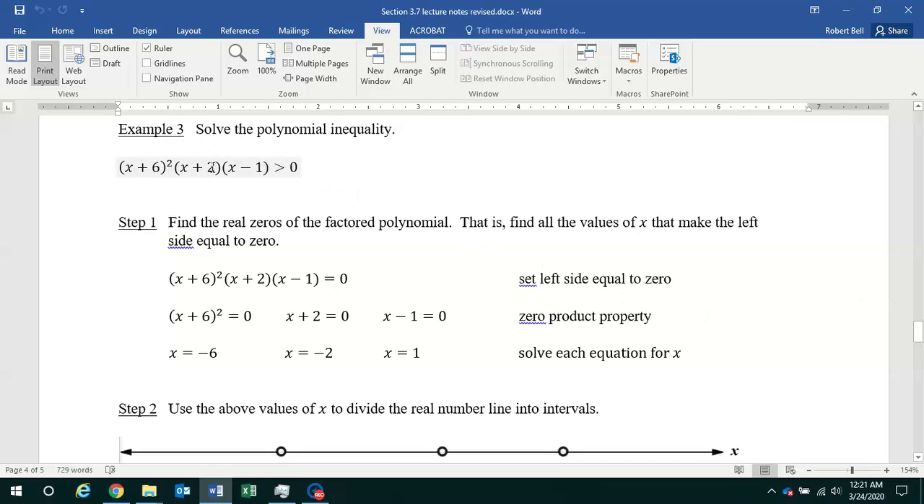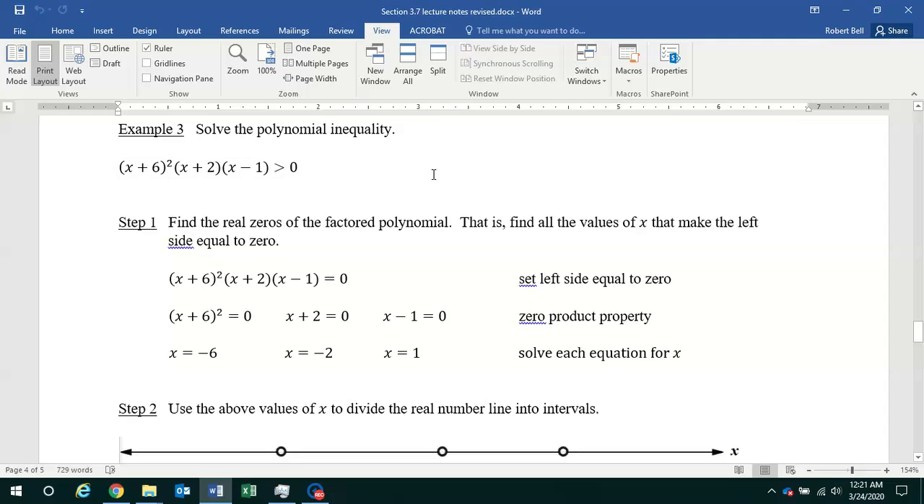And in this video, we're going to do (x + 6)² times (x + 2) times (x − 1) is greater than 0. We're going to find all the real numbers that we can put in for x on the left-hand side, and the value of the left-hand side will be strictly greater than 0.